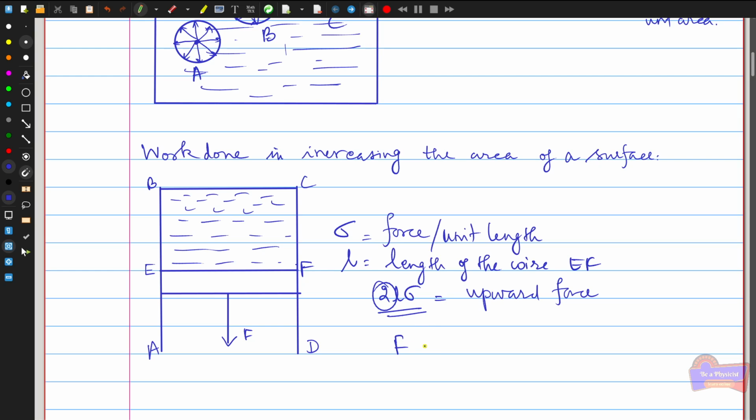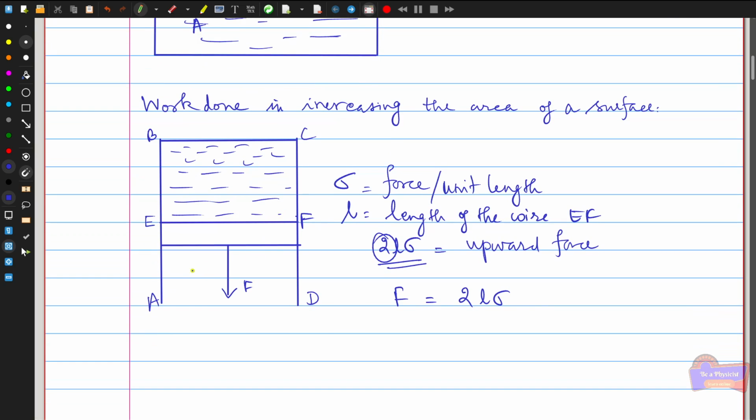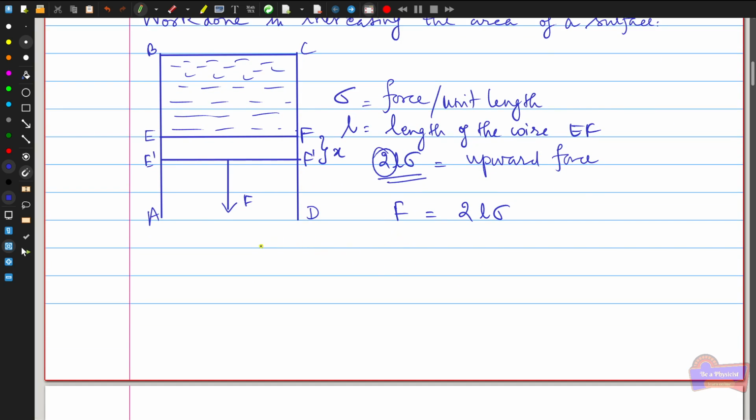Therefore, the force F acting downwards is equal to the same force, 2 times L into sigma, which keeps the horizontal wire EF in the same position. Suppose you apply another force to pull the horizontal wire to a new position, E prime F prime, moving through a small distance x. That means the difference between EF and E prime F prime is x. Then the work done to pull this wire from position EF to E prime F prime can be written as follows.